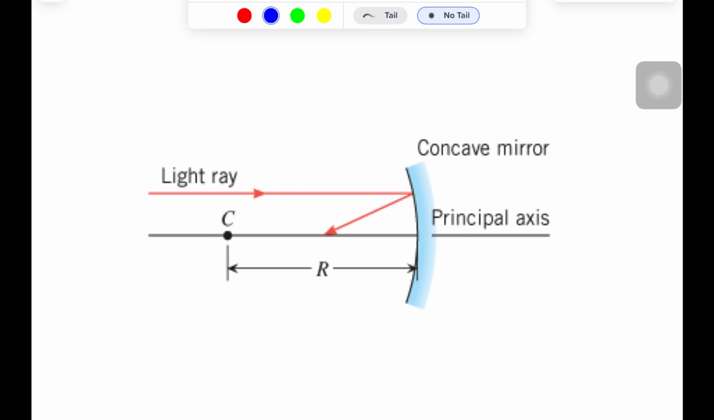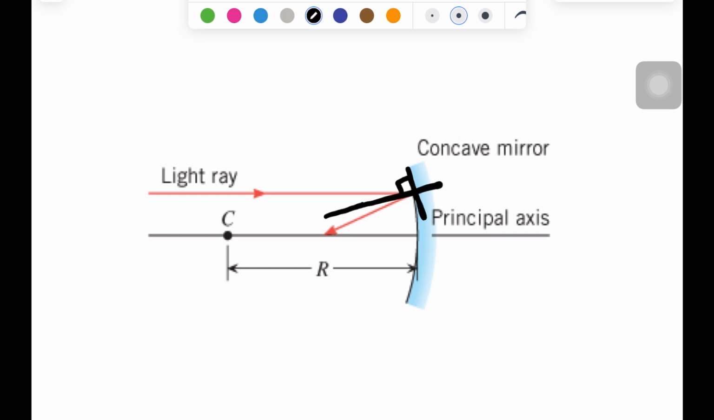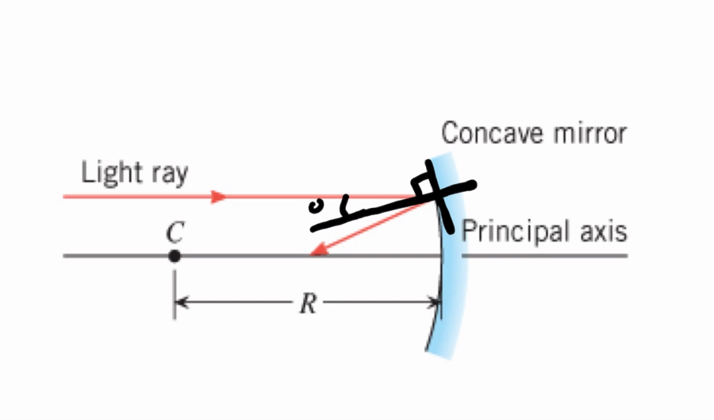We are going to think about a light ray coming in and hitting the mirror and being reflected. Since this mirror is curved, I'm going to first draw the tangent to the mirror at the point where the ray of light hits, and then I'm going to draw the normal that is perpendicular to that tangent. Next, I'll follow the law of reflection, that the angle of incidence has to equal the angle of reflection. This tells me where to draw my reflected ray.